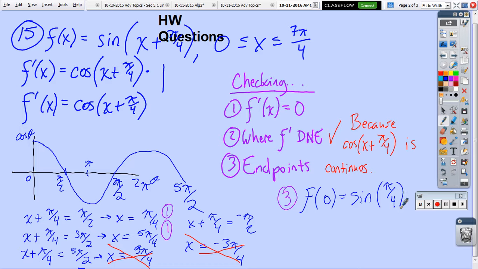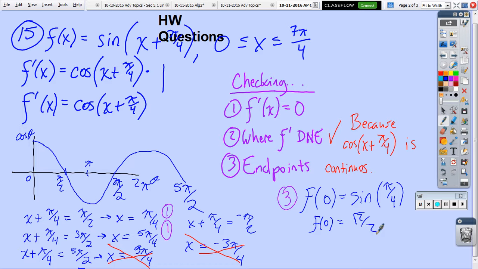This is where it helps to know the basics, whether you memorize a 45-45 triangle, a 30-60 triangle, or you know it by the graph of it. Say it's a problem on a part of the test where you didn't have a graphing calculator. This is why it's important to have that intuition. So what is the sine of 45 degrees, or pi over 4 radians? Root 2 over 2, yeah. So f of 0 is root 2 over 2.